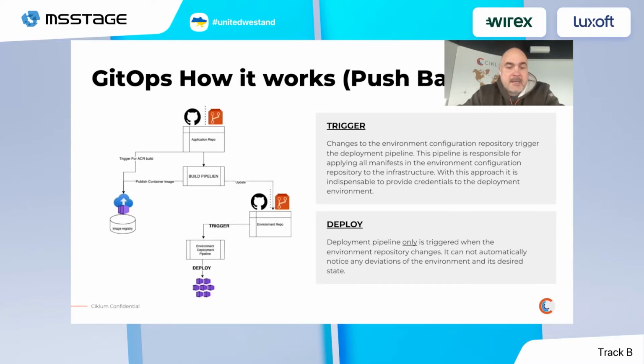The main idea here is two things, trigger and deploy. Trigger is a part of a process that adds changes or notifies the environment repo. And when new changes appear in the environment repo, it starts the deploy process.